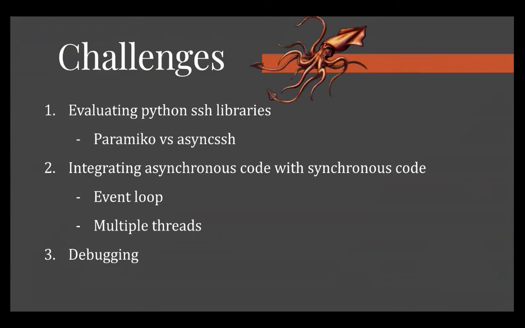The second main challenge was figuring out how to integrate the async functions and coroutines needed for the library into the pre-existing synchronous code in Cephadm. That can be broken down into the event loop, which you need for async: where do we put it, how do we run it, and how do we balance multiple threads. The overall solution was to create a thread just for SSH, run the event loop on that thread, and submit the async functions onto the event loop from other threads. I'll talk a little more about that later.